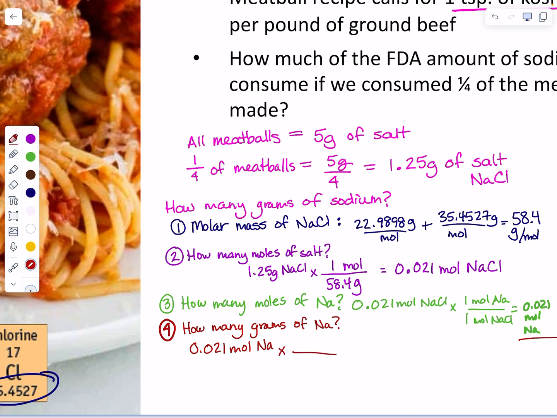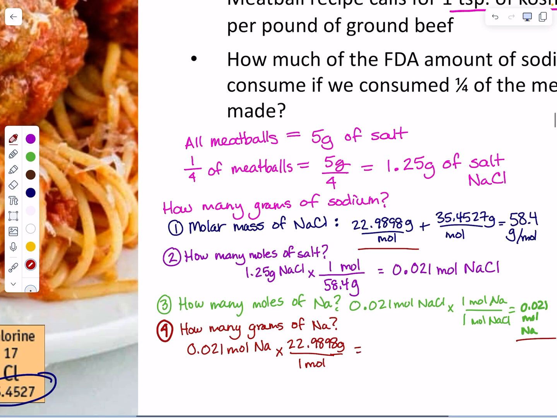And we know the molar mass of sodium is 22.9898 grams per mole. So we want the moles to cancel, so those will be on the bottom, and the grams are going to be on top. So we've got 0.021 times 22.9898. So 0.482 grams of sodium is in those meatballs.